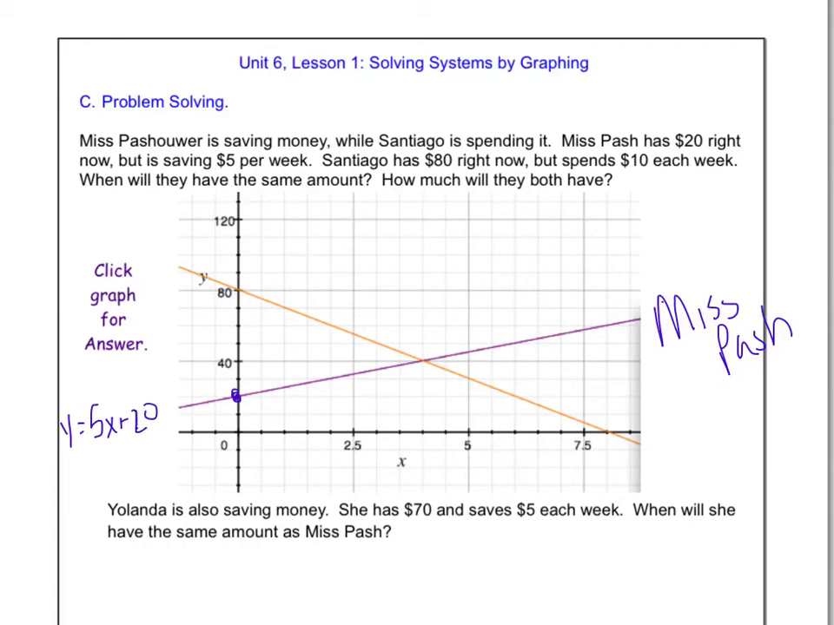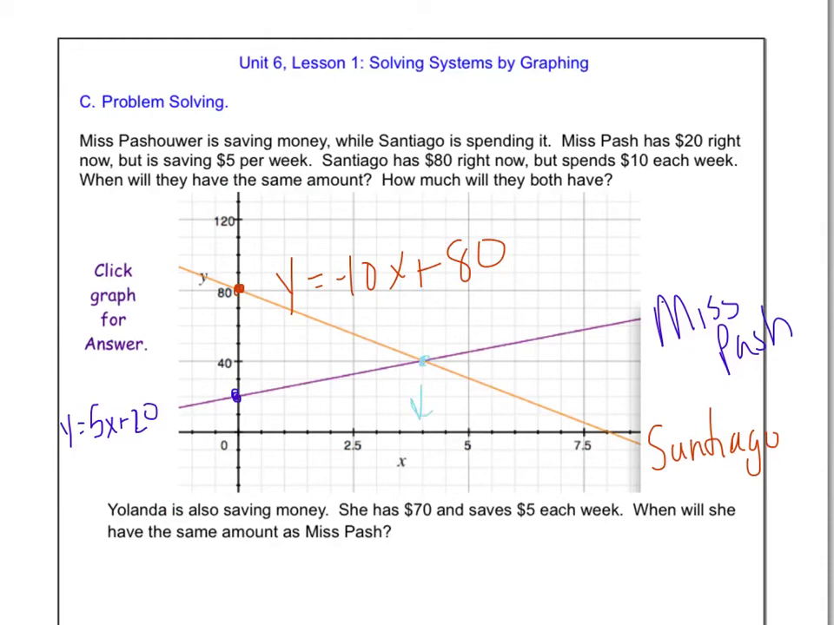Santiago is starting out with more money than I have. He's starting up here at 80. Okay, he's an orange. And while he starts out with more money, he's actually spending it. So hopefully you understood that his equation is y equals negative 10x plus 80. And eventually these two lines are going to intersect. And if you got the same thing as I did, they are going to intersect here in this point here.